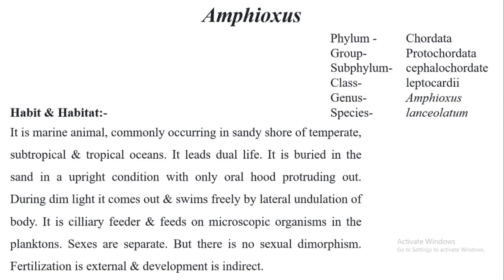A fish always swims by undulation of the body. Likewise, Amphioxus also swims by undulation of the body. It is a ciliary feeder. It feeds by filtering the food material with the help of cilia, and it feeds on microorganisms like planktons and small organisms.